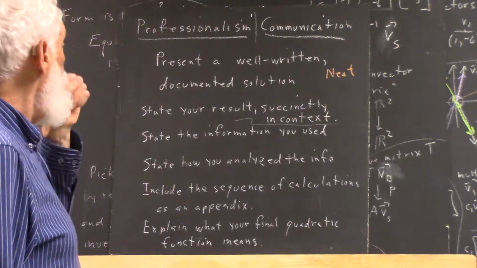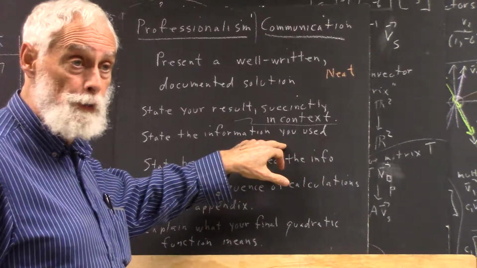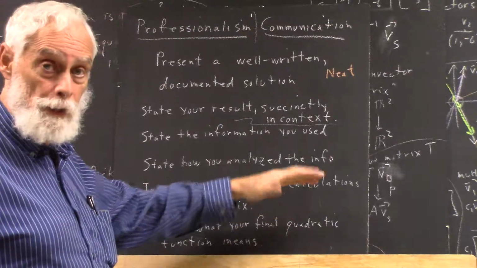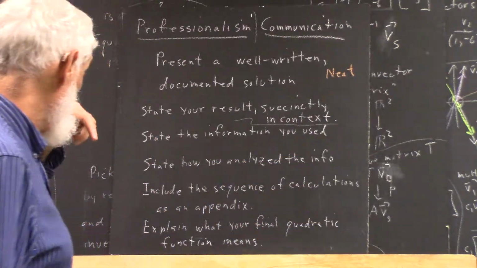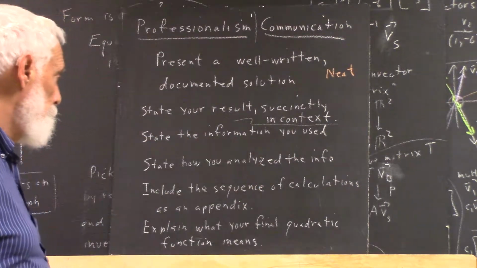Then, state the information you used. What information did you use to draw your conclusion? Your main conclusion being the function, and a little bit about what it might mean. We'll get to that part in a minute. Okay? What was the information you used?